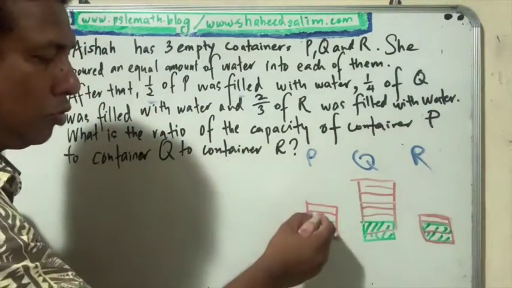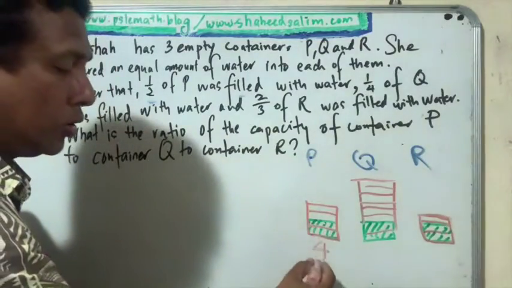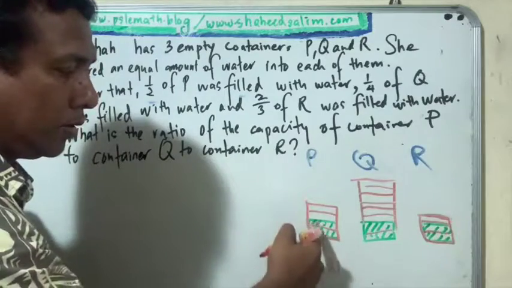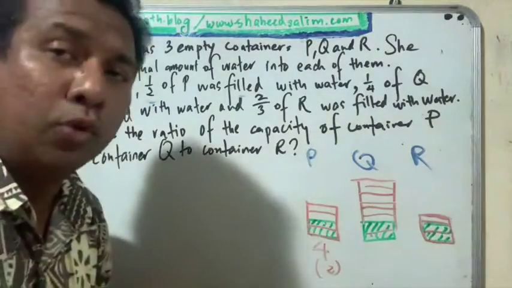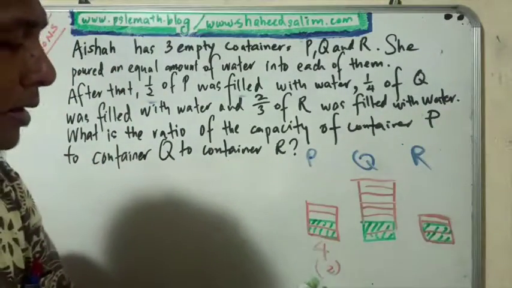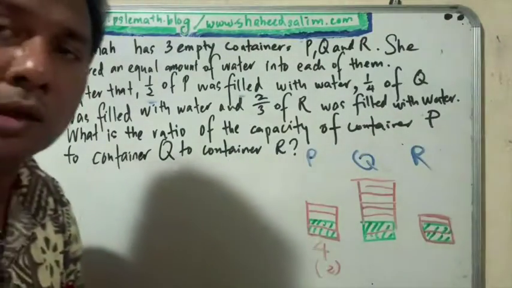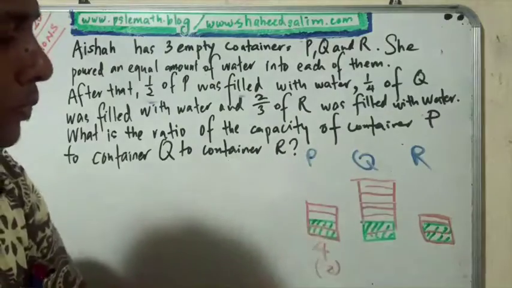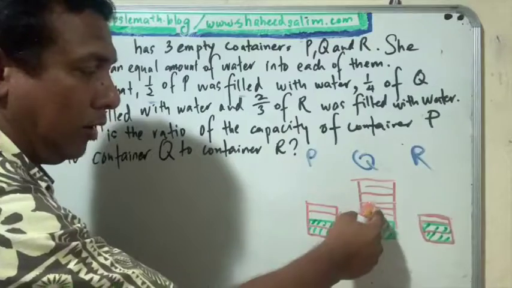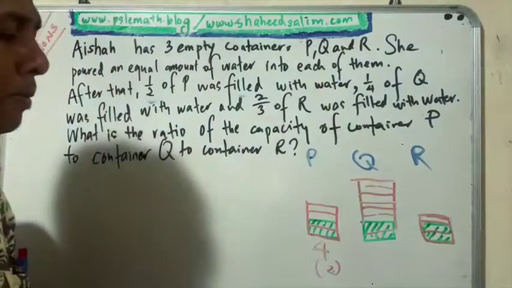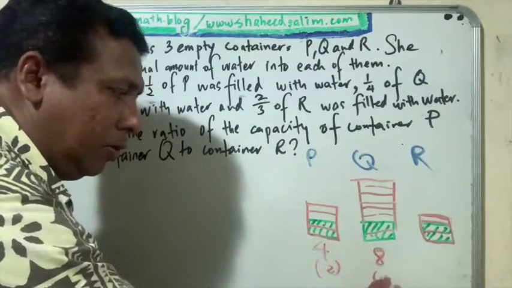So you have 1, 2, 3, 4 units here, right? And out of the 4 units, 2 units is filled with water. 4 units is the capacity. That means it can take 4 units of water. But in this case, in P's case, only 2 units of water is in container P. In Q's case, it can fill up to 8 units of water. 1, 2, 3, 4, 5, 6, 7, 8. But you do not have 8 units of water. That's the capacity. You only have 2 units.